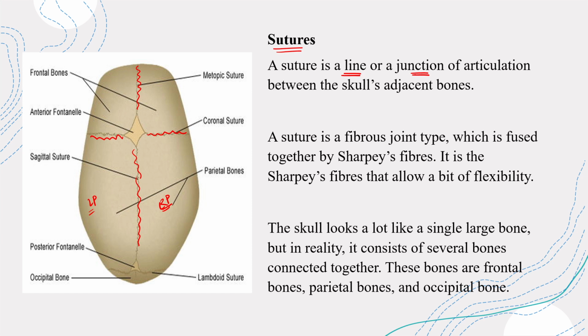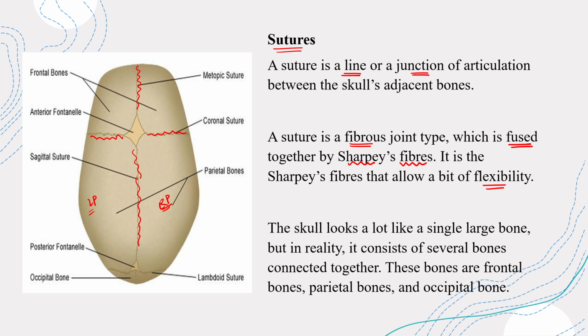A suture is a fibrous joint. So it's a type of joint. Which type of joint? It's a fibrous joint. These joints are fused together by Sharpey's fibers. These skull bones are joined together by Sharpey's fibers, and it is the Sharpey's fibers which allow a bit of flexibility. So we have a bit of flexibility in our skull bones because of these fibers.